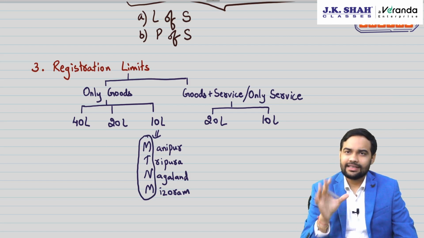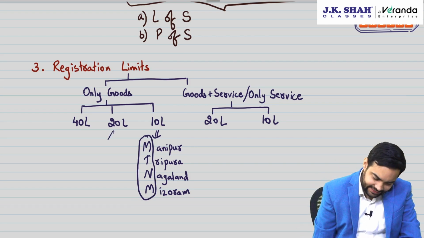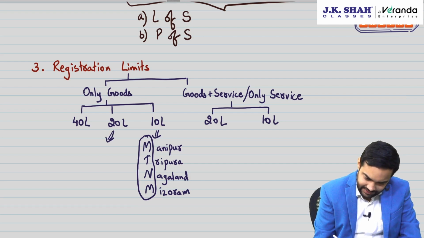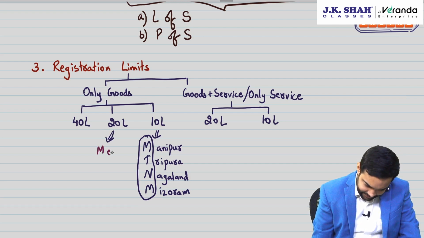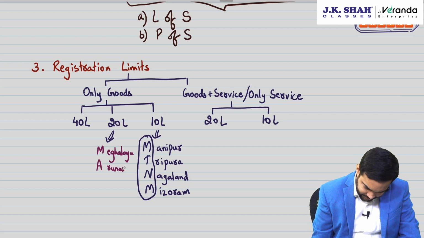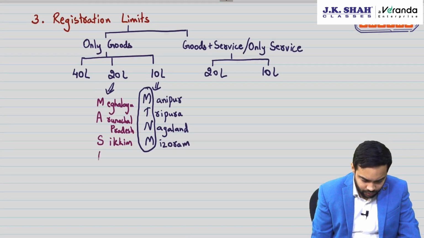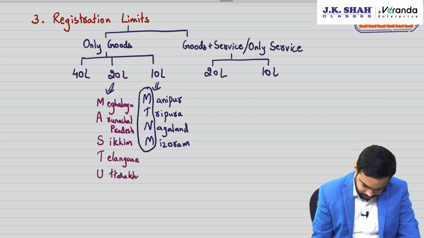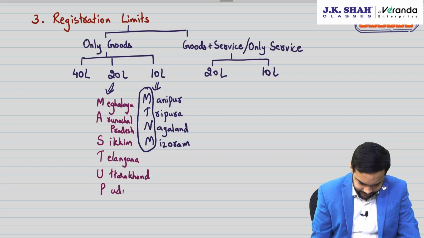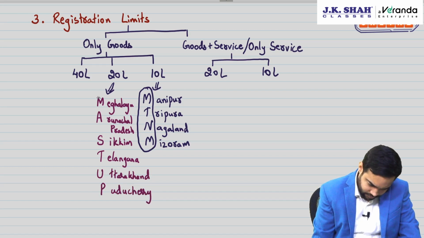Whatever you have learnt, remember it that way. 20 lakh is applicable for 6 states: Meghalaya, Arunachal Pradesh, Sikkim, Telangana, Uttarakhand, Puducherry. I remember it as Mast UP.